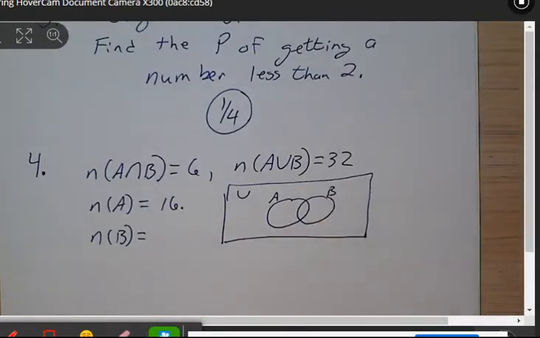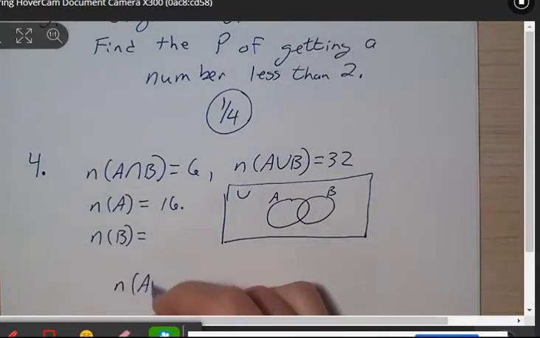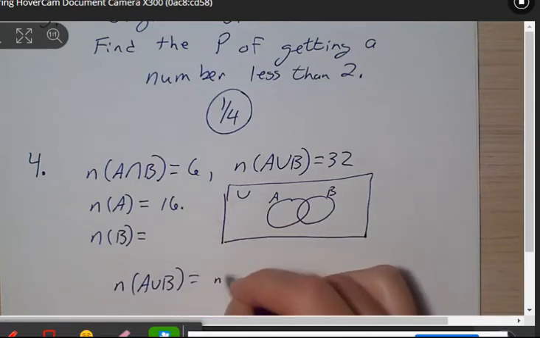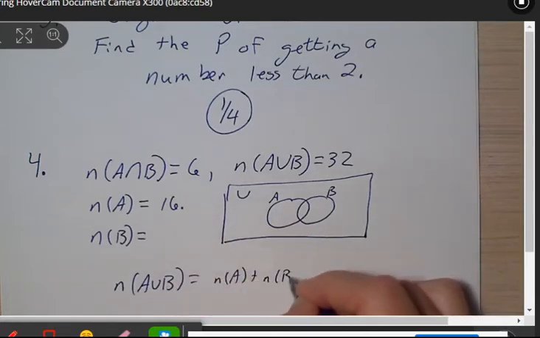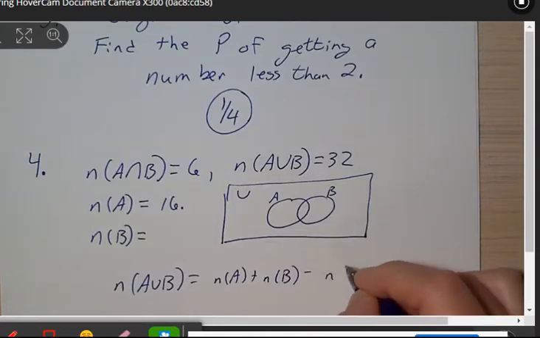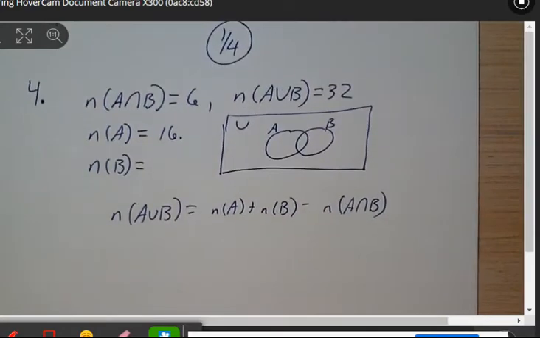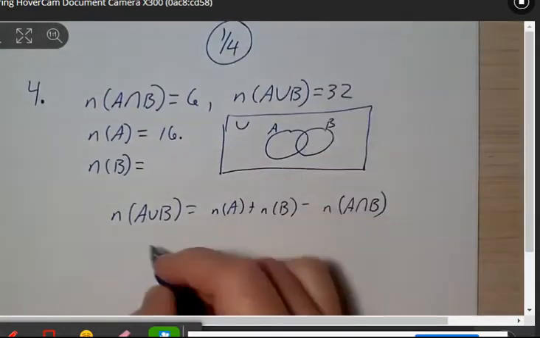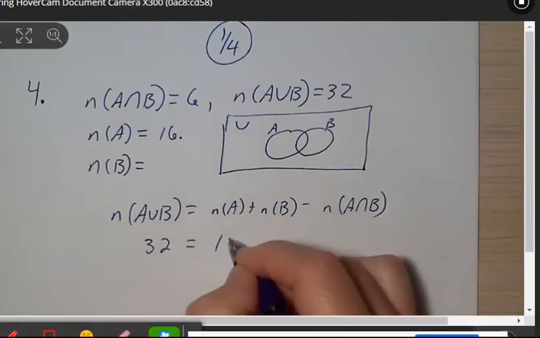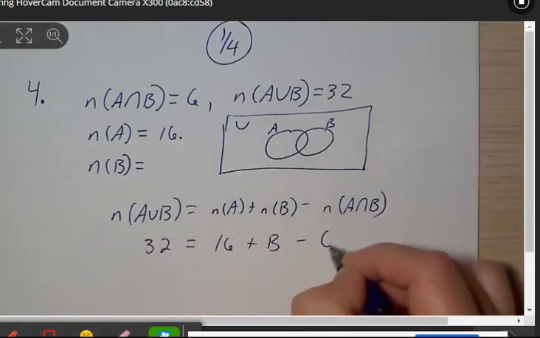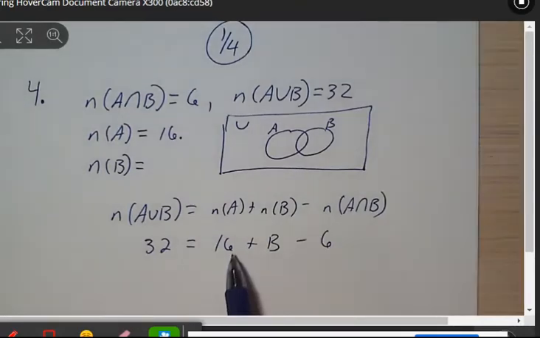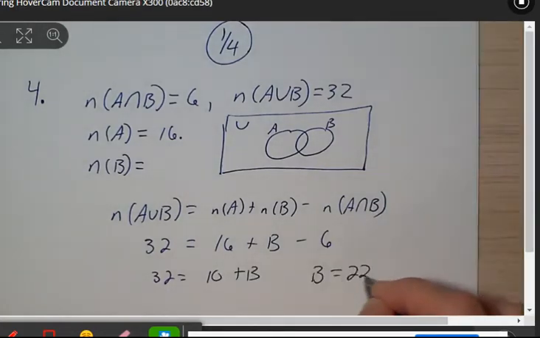We've got everything here. So if we go A union B, that's the number of A plus the number of B minus the number of the intersection. So that's 32 equals 16 plus B minus 6. So over here we'll do 16 minus 6 to make that 10. Subtract the 10 from both sides, and then we get that B would equal 22.